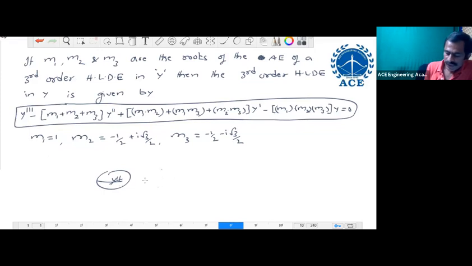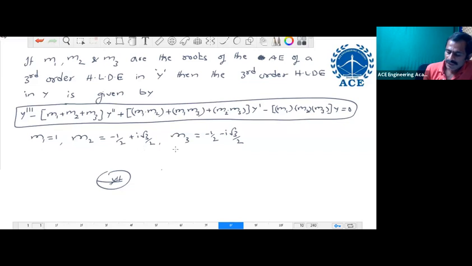So in the first three options, there is no y double dash term, so they may be correct. Since y double dash is absent in those, we cannot choose a correct answer with this. Then we go to another term. Another simple term is the last term. In the last term, the coefficient is the product of the three roots only, the product of m1, m2, m3.